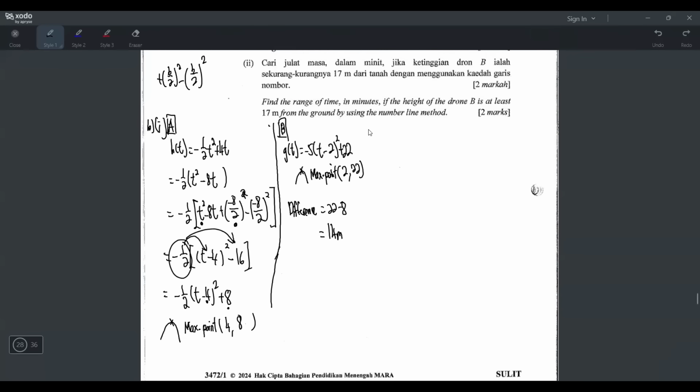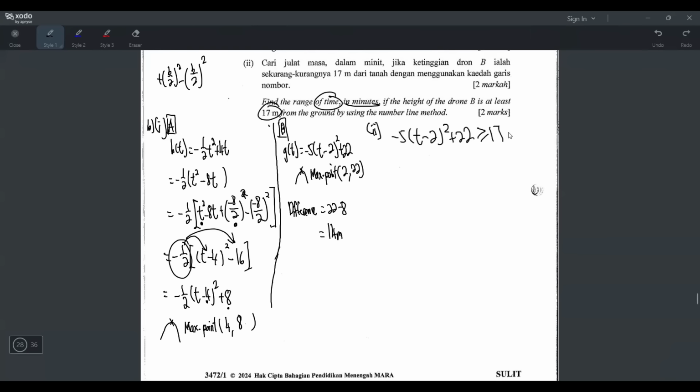Okay, next question. Question 2. So they say find the range of time in minutes if the height of drone B is at least 17 meters from the ground by using the number line method. Height of drone B. So drone B's formula is this one, right? -5(t - 2)² + 22. But they want the height this time to be at least 17. So bigger or equal to 17. And then find t, because we are finding time, find t.